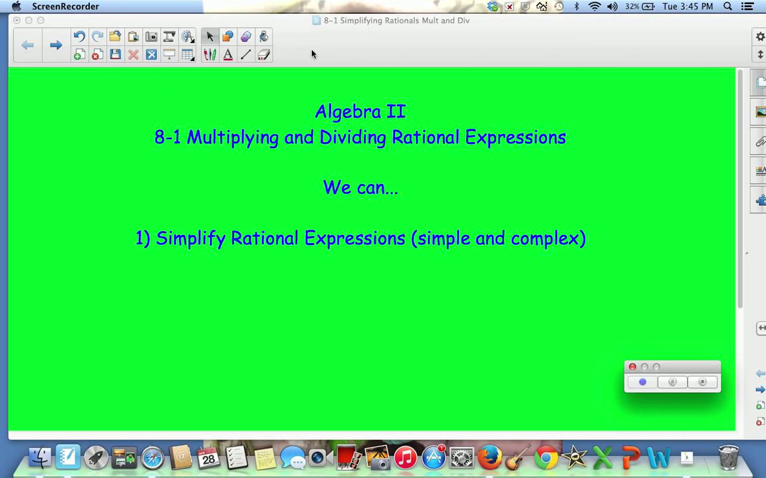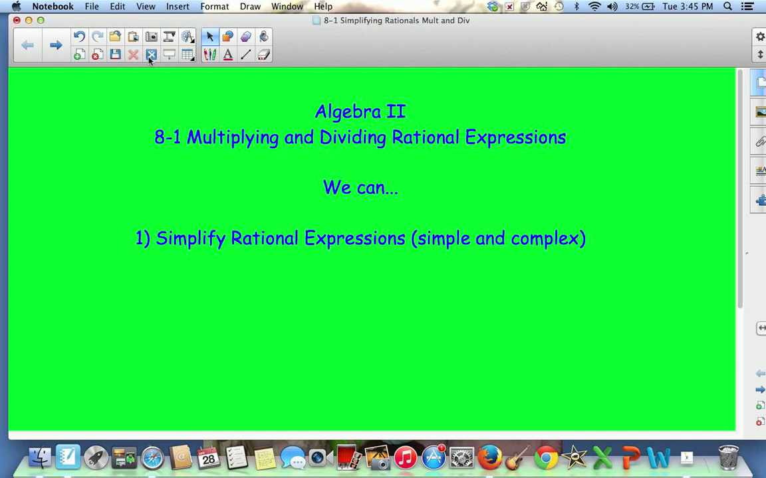Hello, Algebra 2 students. We are going to start 8-1 here. Multiplying and dividing rational expressions. We're going to be able to simplify using multiplication and division. And we're just going to focus on the simple rational expressions, and complex we'll do in class.